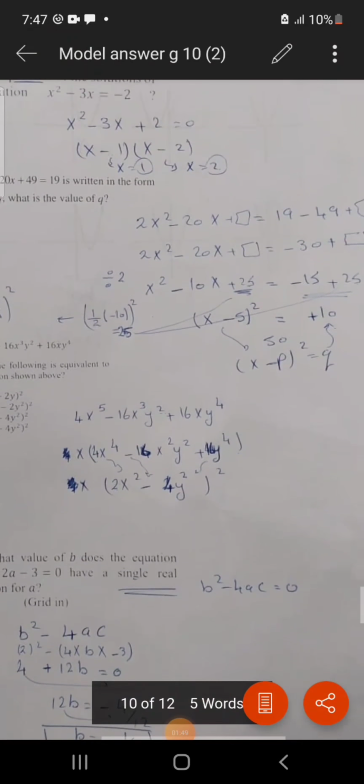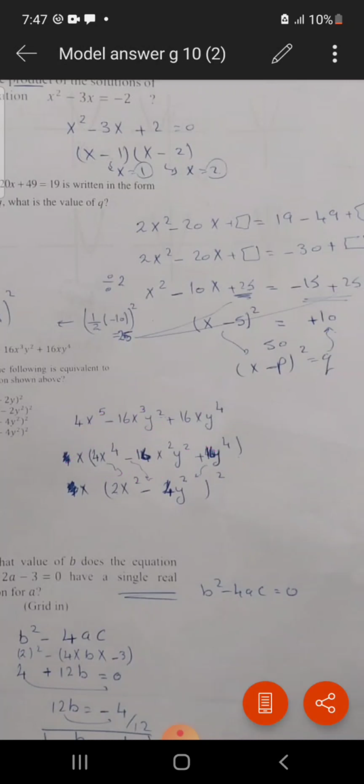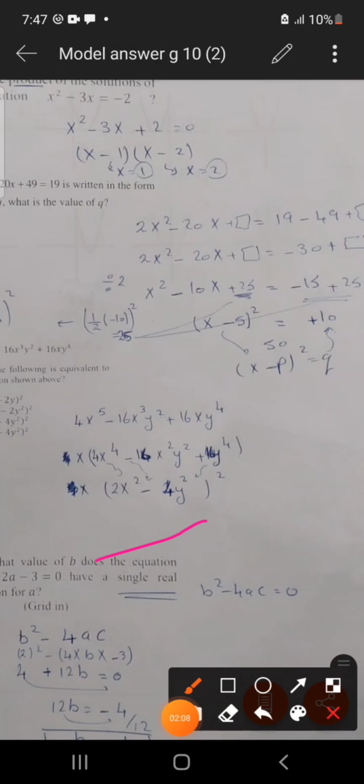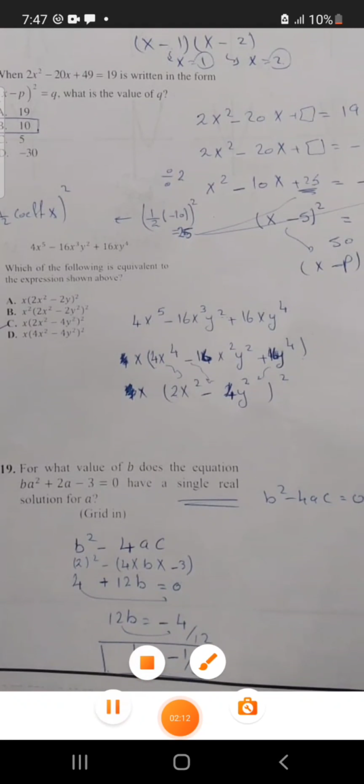To get the rest, what will you do? You will divide by the common factor, small x here. x with x power 5 will get 4x power 4. x with x cubed will get 16x squared y squared. x with x to get 16y power 4. Okay, look at the choices here. As I told you before in these factors questions, look at the choices, look at the answer. You find what?